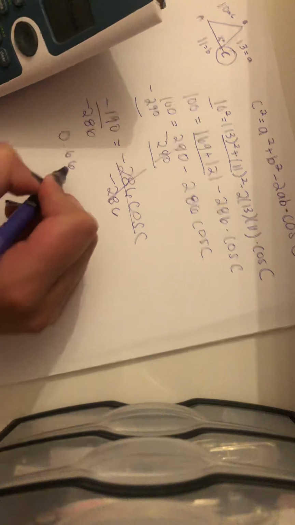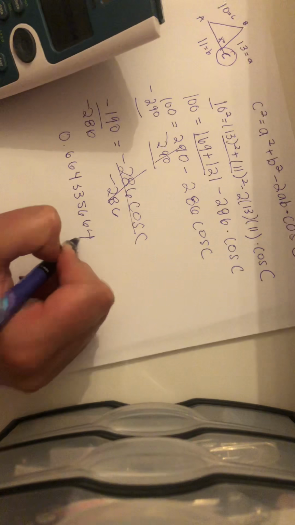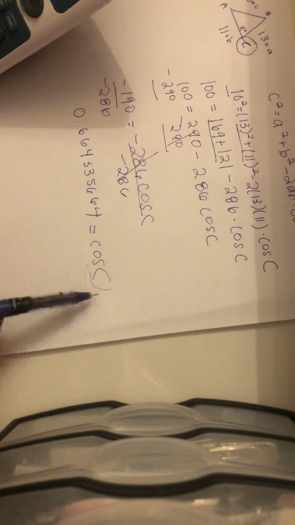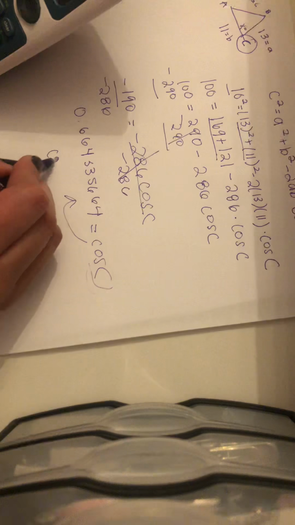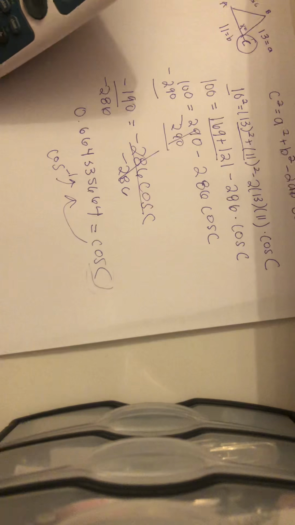0.6643 and some more digits. We'll keep it like that, okay? And to help you better visualize, I'm going to write it down right here. To get cosine c and to get c by itself, we're going to do inverse. So we're going to do inverse of cosine to get a degree measure.